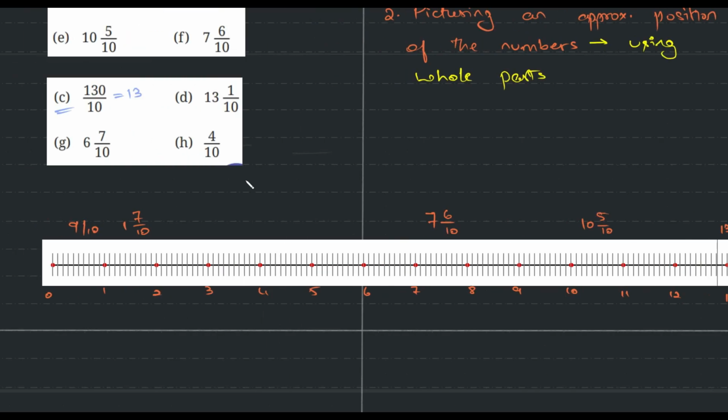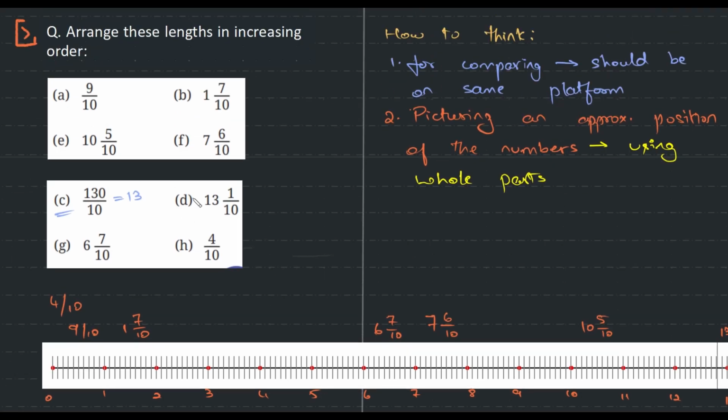And then we have 6, 7 by 10. And then we have 4 by 10. So 4 by 10 will come with, is it less than 1 by 10? Yes, it is less than 1. Sorry, not 1 by 10. It's less than 1. So clearly we have spread it across. We have the answer in front of us.